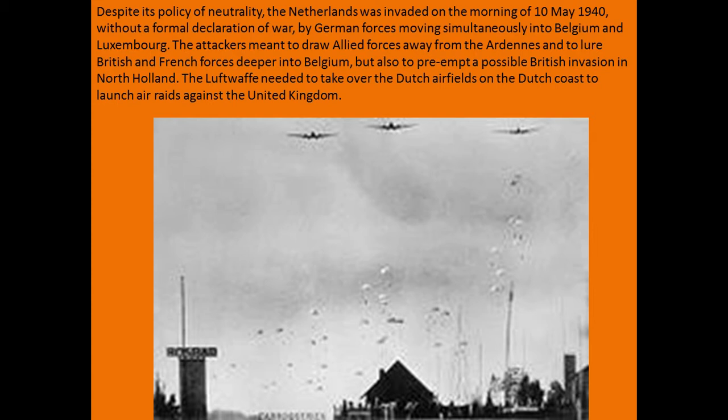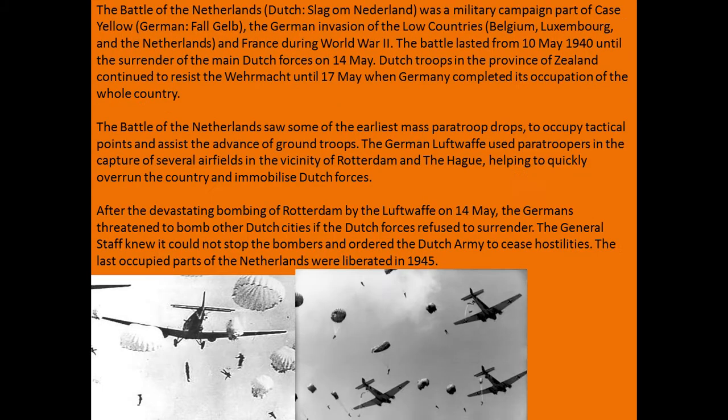Some of the major attacks that were happening in Holland were some of the largest airborne invasions to date in that period of the war. And these are offensive airborne strikes by the Luftwaffe and the Wehrmacht. The Battle of the Netherlands, Slag om Nederland, was a military campaign, part of Case Yellow, of course, Fall Gelb, the German invasion of the Low Countries, Belgium, Luxembourg, and the Netherlands, and then, of course, France during the Second World War.